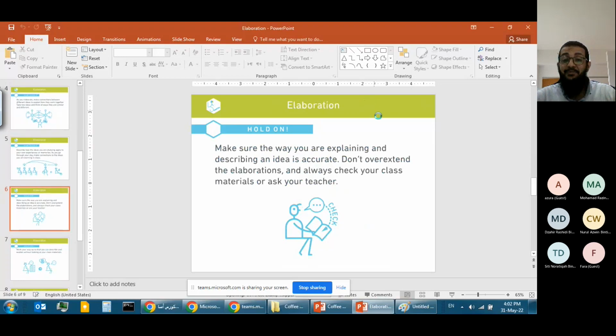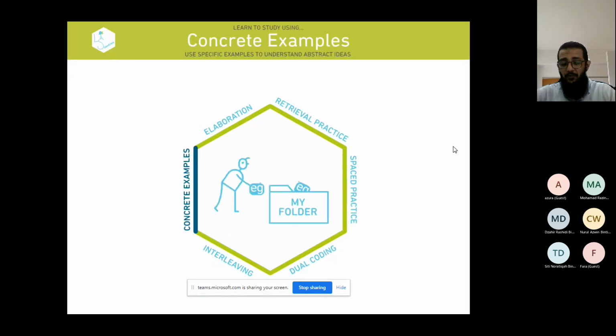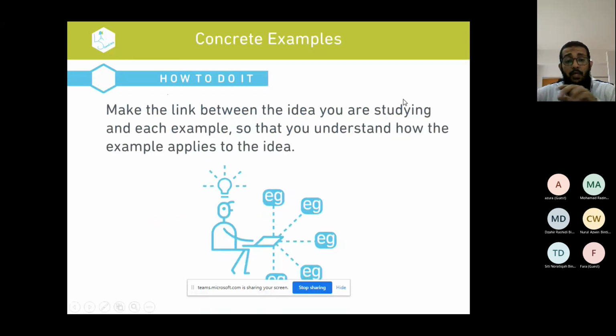The other aspect of elaboration is concrete examples. This is very important as well. And I know many of us deal with this as very intuitive. Of course, without examples, it's very difficult to understand abstract ideas. So examples are very important because they help us to bring the abstract into the concrete. They make the link between the idea you are studying, anything presented to you in the book or in the lecture, and the examples you can think of, or the examples given to you.